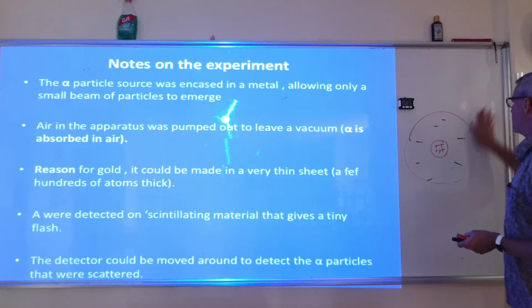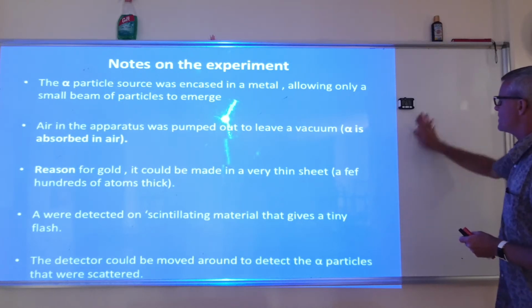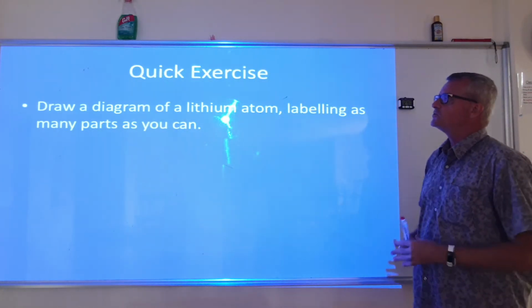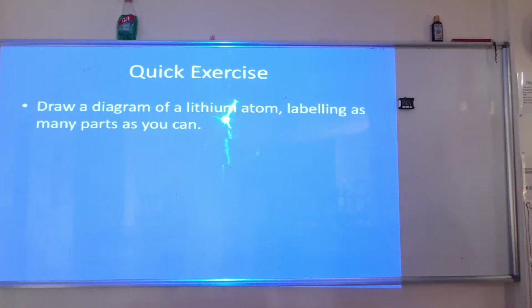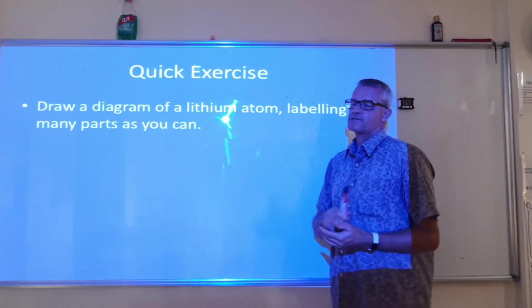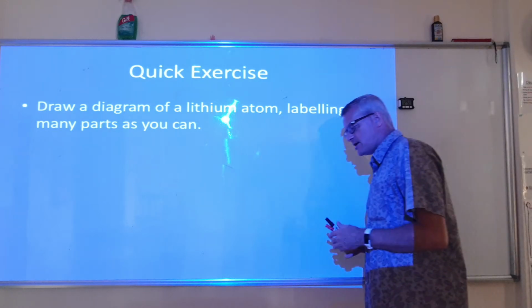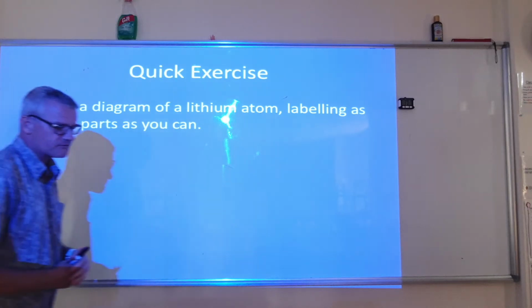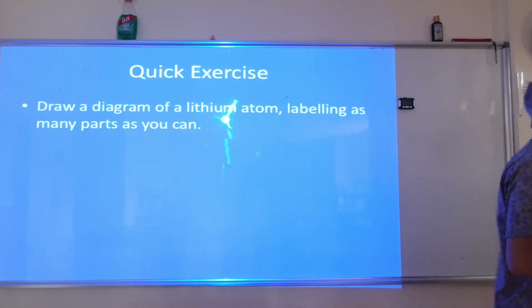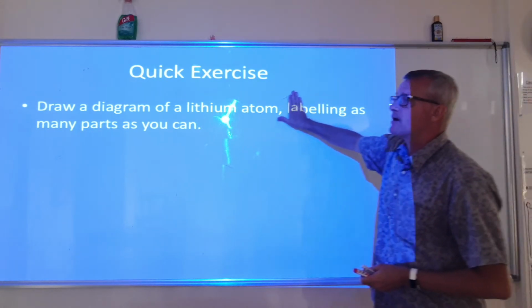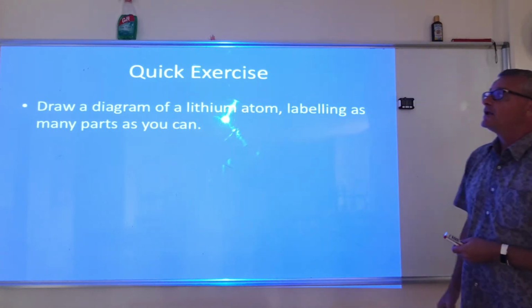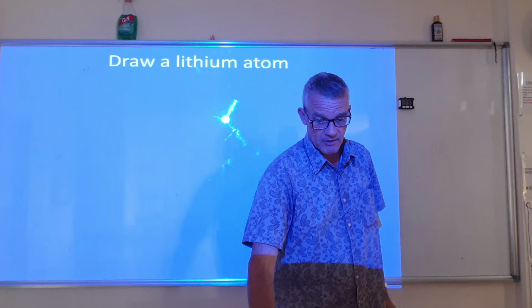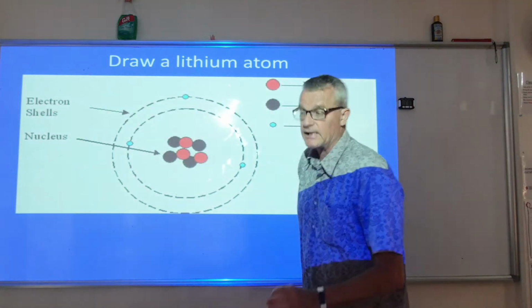Okay? Now let's look at a simple atom. Could you draw a diagram of lithium, and its parts? Where do we find lithium? Lithium we find as the third atomic number in the periodic table. When we know it has the third atomic number, that means it has 3 protons. When we know it has 3 protons, we also know it has 3 electrons. Okay?